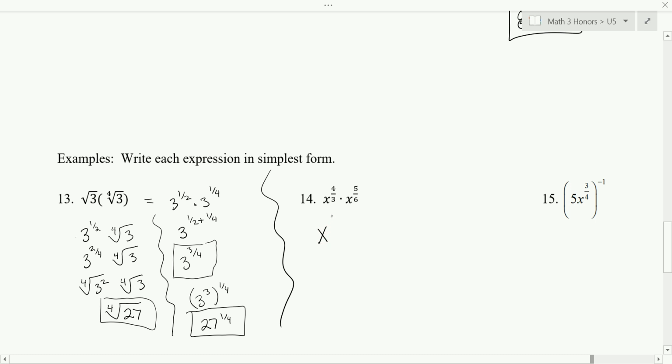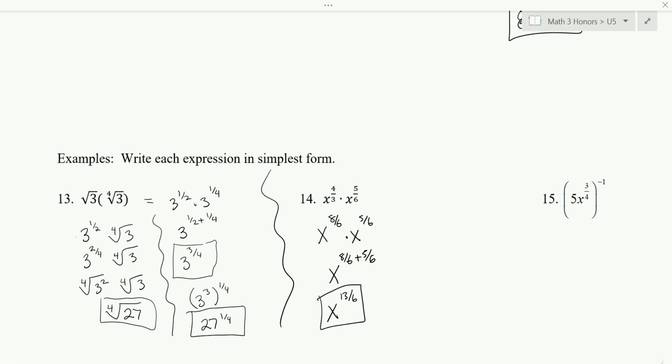Good. All right, so then 8, 6 plus 5, 6, 13 over 6. Good. Okay. And then if we were to write this in the other form, did you get an answer, Trenton? No. We can go straight from this form. This would be the 6th root of x to the 13.